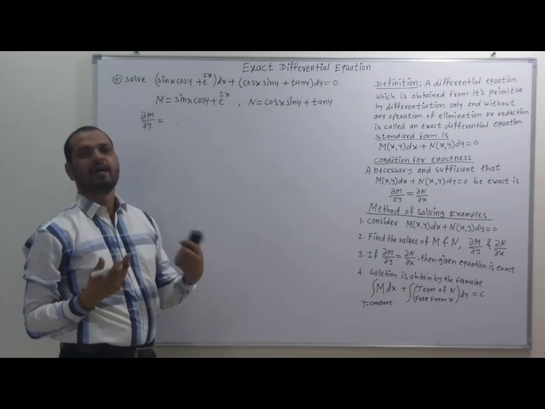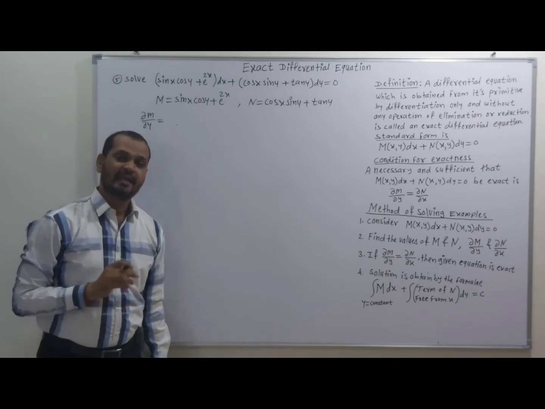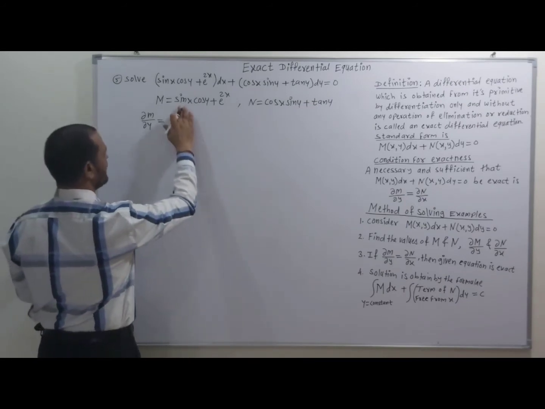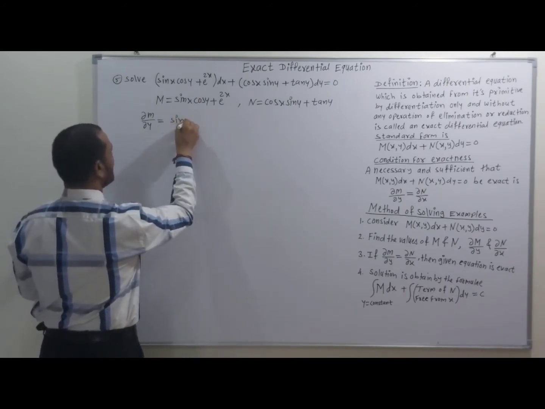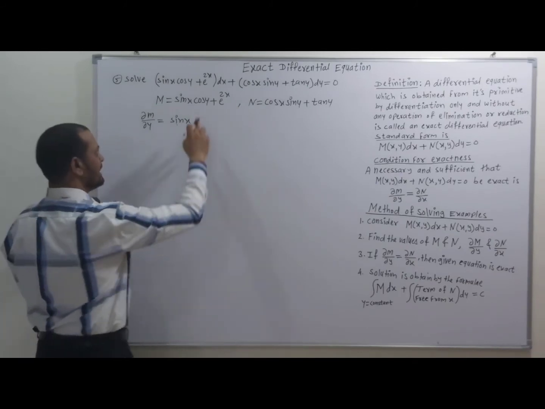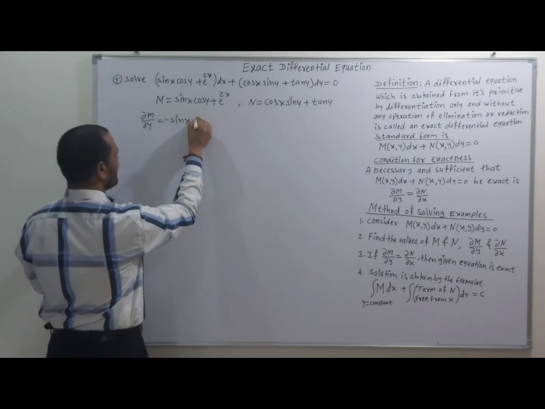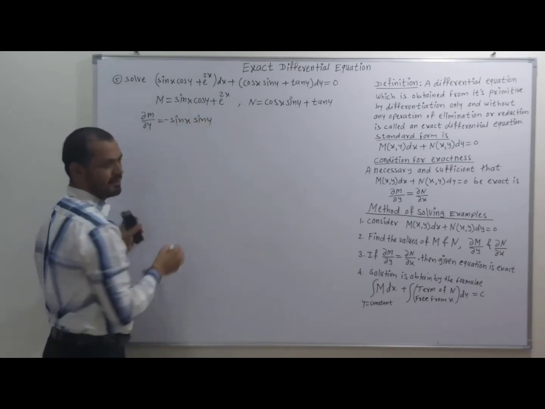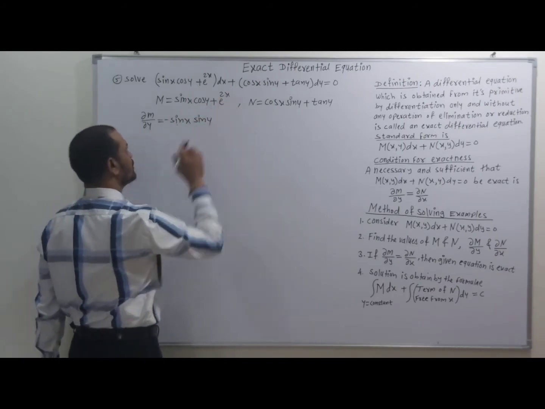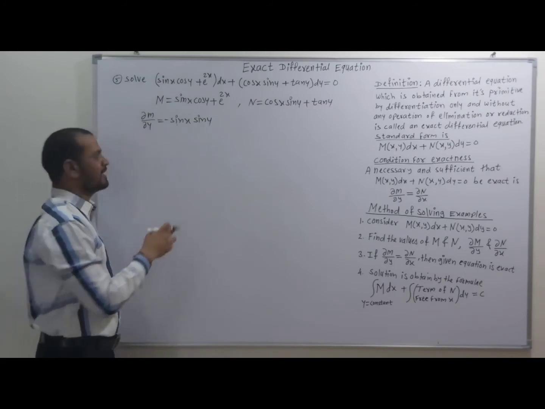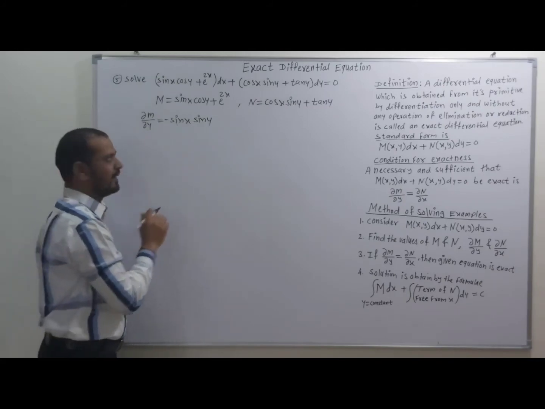So when we take the partial derivative with respect to y, then x is constant. So here this sin x is constant. Then the derivative of cos y with respect to y is minus sin y. Then the derivative of e raised to 2x is 0, because we are taking the partial derivative with respect to y.